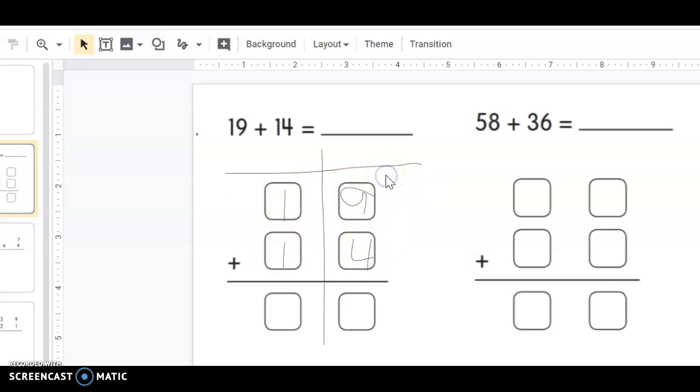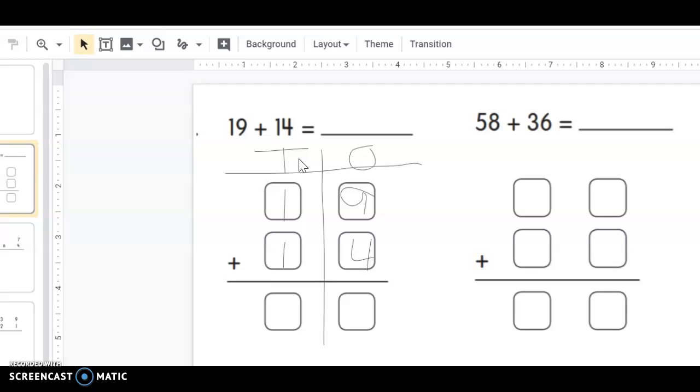After that, I want to make sure that I write that T-O, that T O, okay? So I'm going to write a T, and then I'm going to write an O. And remember that T stands for the tens place, and the O stands for the ones place. Here's my ones column. Here's my tens column. Now I'm ready to add.